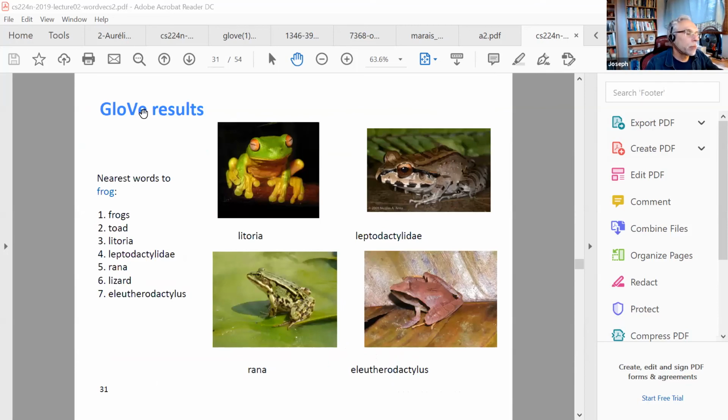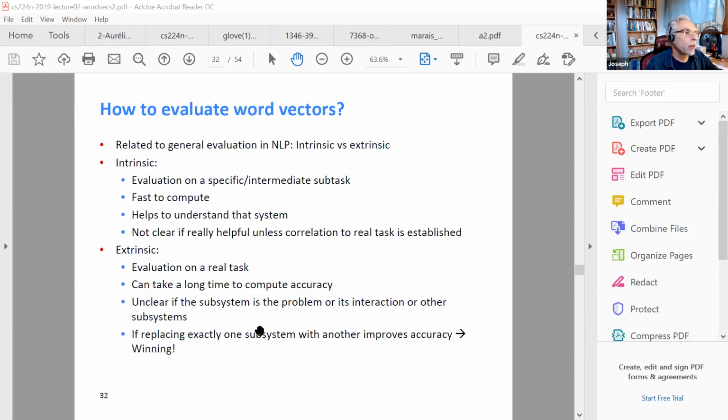Okay, so this is some GloVe results. If you find the nearest words, you get all of this, which seems like it works. So then he talks about ways of evaluating word vectors. You can evaluate them on intrinsic or extrinsic tasks. Intrinsic is basically some kind of specific intermediate task that can be done quickly, just to give you a scoring so you can understand whether your thing is performing well or not.